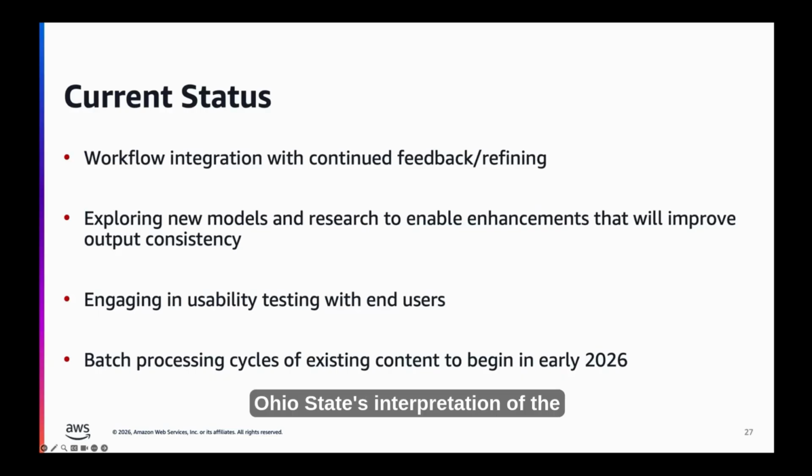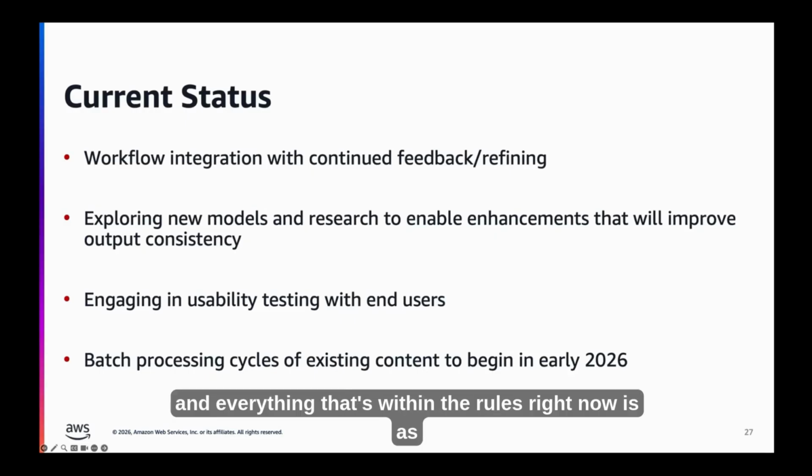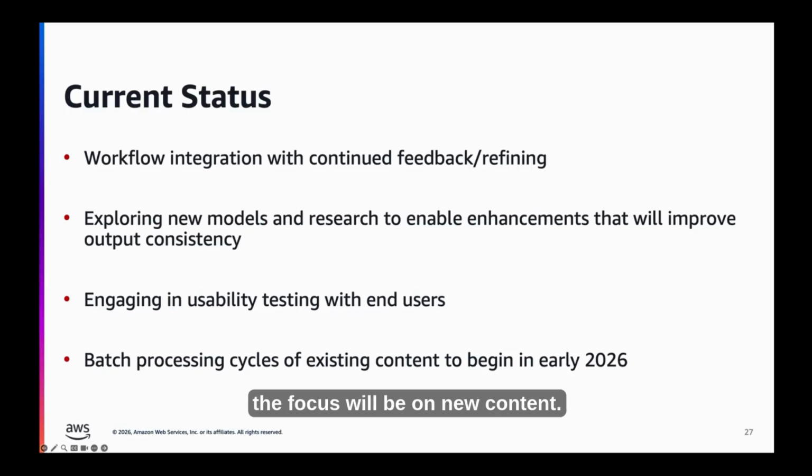Ohio State's interpretation of the rule, as I see it, is that we are making a good faith effort before April 2026 to make sure our systems, our websites, and everything within the rules right now is as compliant as possible. In April 2026, the focus will be on new content, and then actively working and documenting our progress on legacy content that was posted before April 2026. But by no means are we running with the illegal interpretation that every bit of content at a place like Ohio State needs to be done by April of 2026.